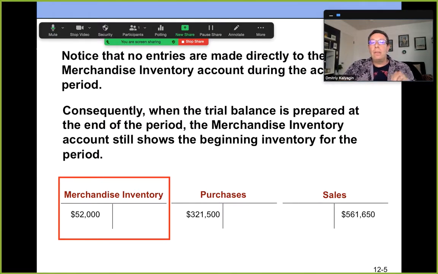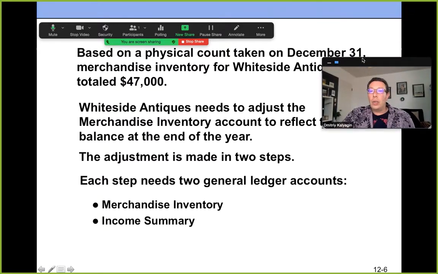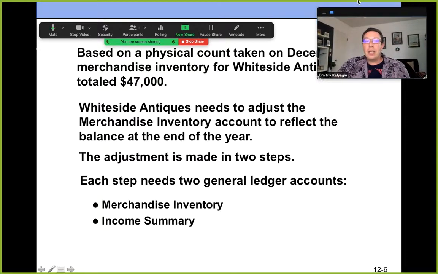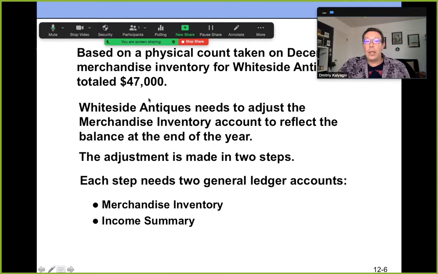So we're using the periodic inventory system because we're going to adjust inventory to the reality only once a period, which we're going to do right now. So guys, we do a physical count of inventory on December 31st, and you can see that now inventory, instead of 52,000, is actually 47,000. So we have to take out $52,000 and replace it with $47,000. That means we have to make an adjustment in two steps.